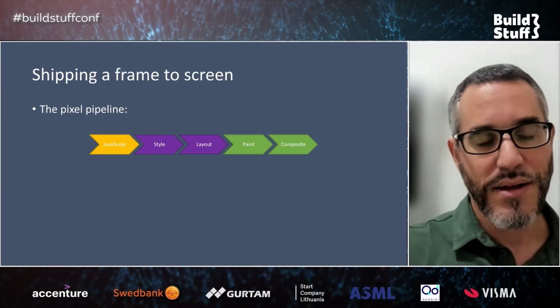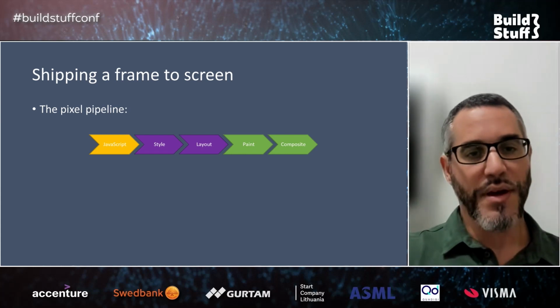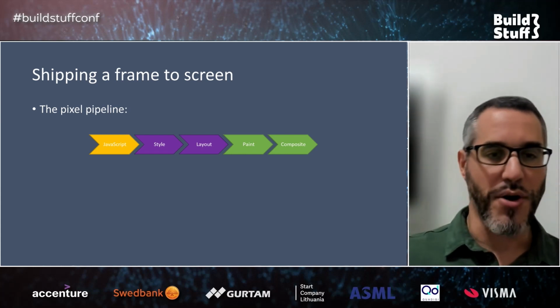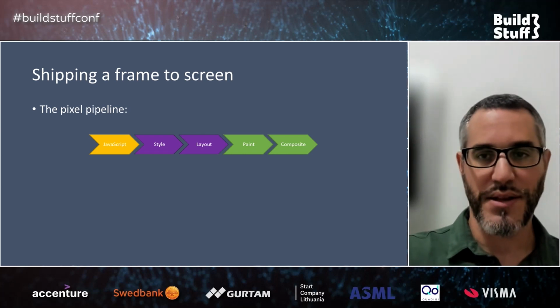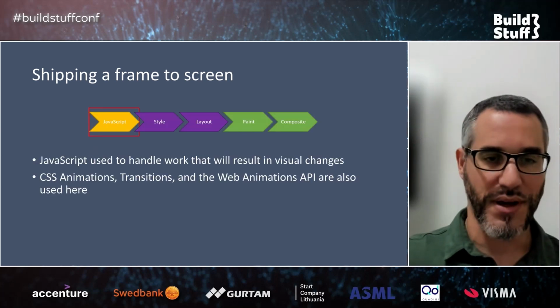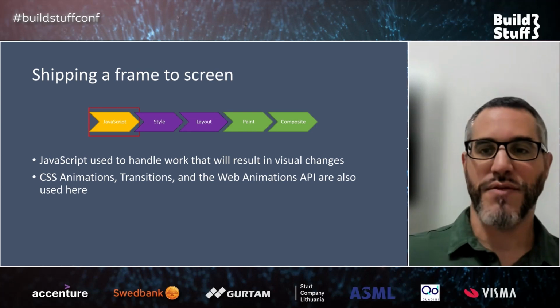The pixel pipeline is divided into 5 different parts: JavaScript, style, layout, paint, and composite. Let's understand each and every part of the process. The first part is JavaScript.